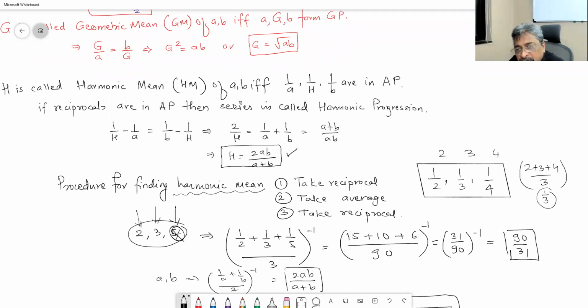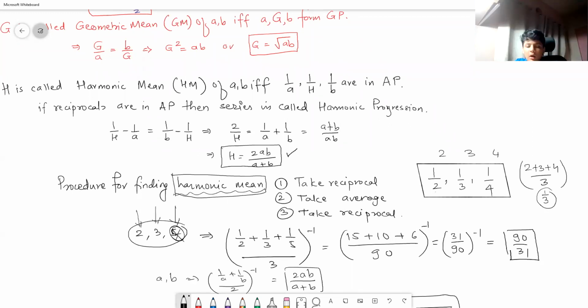Is it correct now? If I give you these three numbers, then 1 by 3 is the harmonic mean of these three numbers. Correct. But I will check whether this term is typically used when the reciprocals are in arithmetic progression or whether it is used in general: given a set of numbers, find the harmonic mean of them.